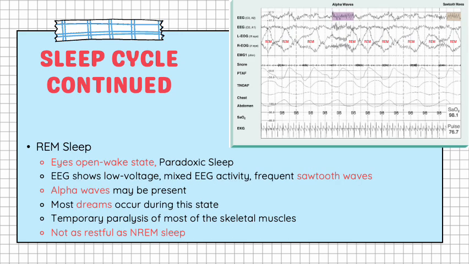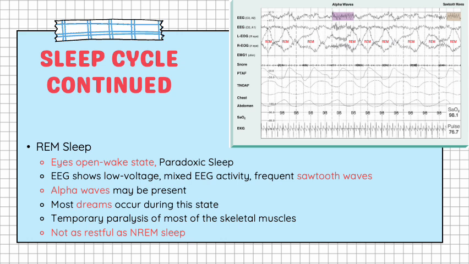Now we're going to move on to REM sleep, which is rapid eye movement sleep. This is characterized as paradoxic sleep. Your EEG is going to show low voltage, mixed EEG activity, and you're going to see those frequent sawtooth waves that are pretty characteristic of it. There might be alpha waves present as well. This is the part of your sleep cycle where most of your dreams occur, and during this time you usually have temporary paralysis of most of your skeletal muscles.